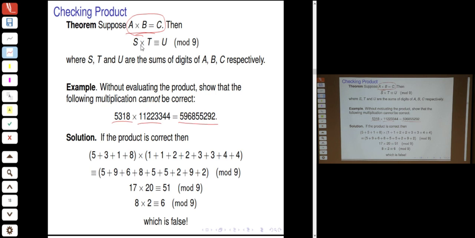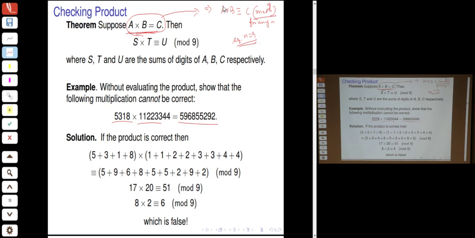In fact, you can check whether this equation is true as a congruence equation modulo any n. If the multiplication is correct, this would in particular imply that A times B is congruent to C mod n for any n, so in particular n equal to 9.